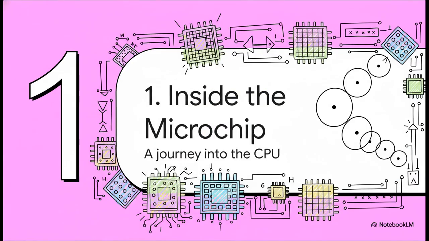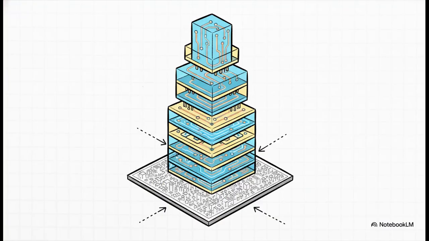All right, so let's start our journey by zooming way, way in. We'll begin with a component you've definitely heard of, the Central Processing Unit, or CPU. The brain of your computer. And we're going to take a look at what's really inside. You see, a microchip isn't some flat, two-dimensional circuit. No, you should think of it more like a complex 3D skyscraper.